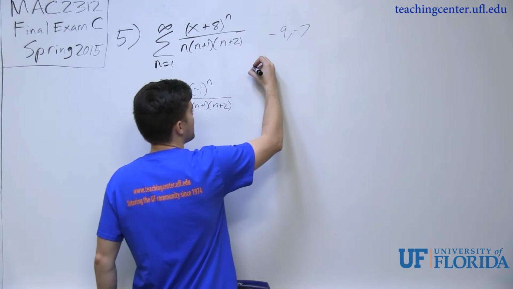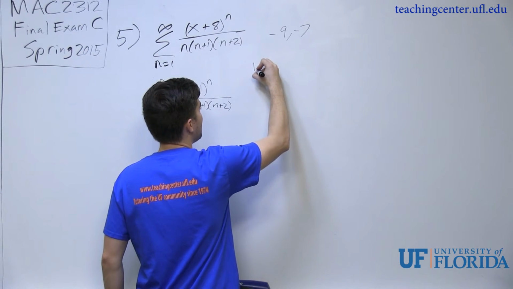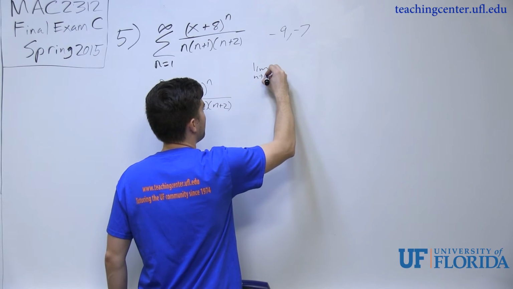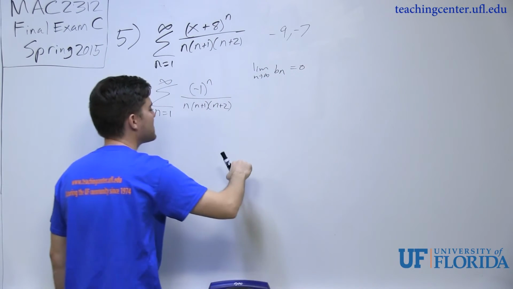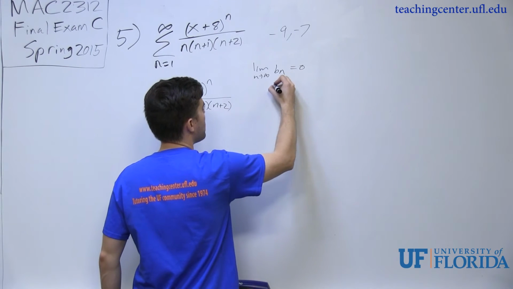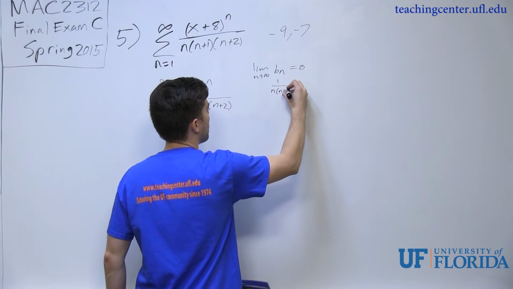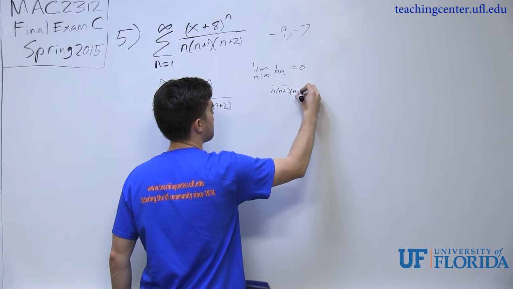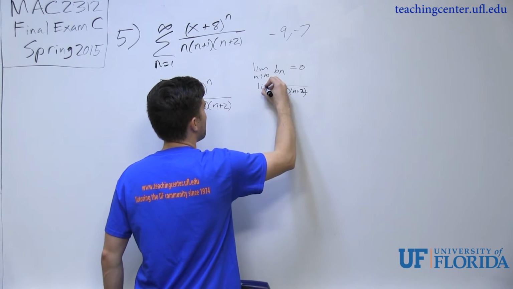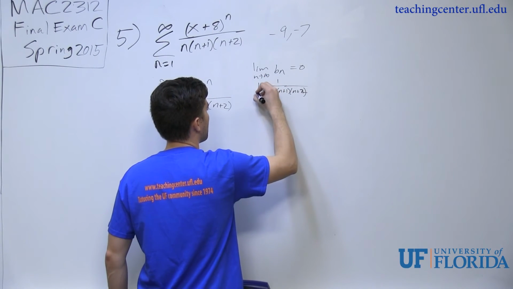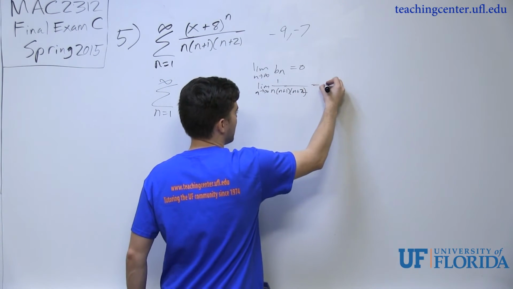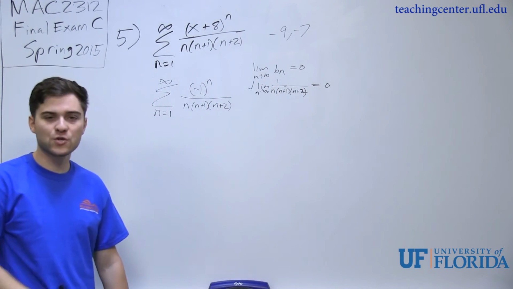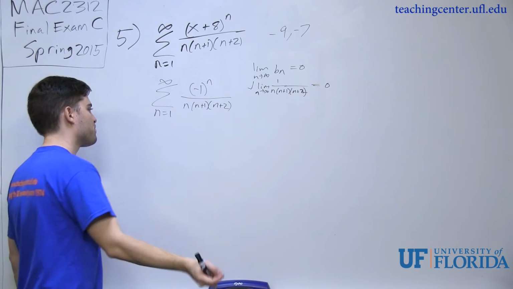So the alternating series test, the first criteria says that the limit as n approaches infinity of b sub n has to be equal to 0. Well, my b sub n in this case is 1 over n times (n + 1) times (n + 2). If I take the limit of that as n approaches infinity, the bottom is growing faster than the top, for sure. So this is definitely equal to 0. So it satisfies this first criteria for the alternating series test.